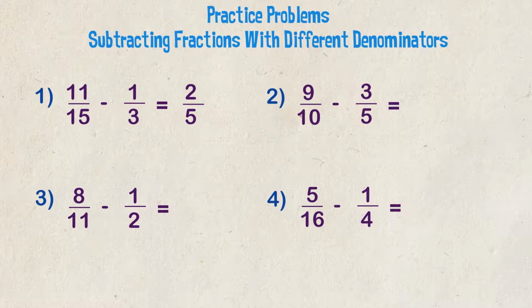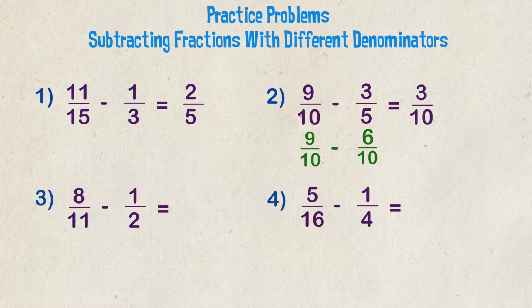Example 2, 9/10 minus 3/5. Again, we're looking for a common denominator, and we know that 10 is a multiple of both 5 and 10. So the first fraction stays the same. The second we convert to an equivalent, the denominator of 10. And we do that by multiplying the numerator and denominator by 2. Our new fraction is 6/10. Finally, we take 9, subtract 6, and we get 3. 3/10 is our final answer.